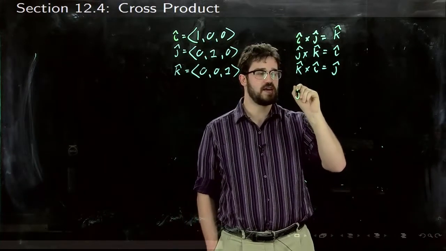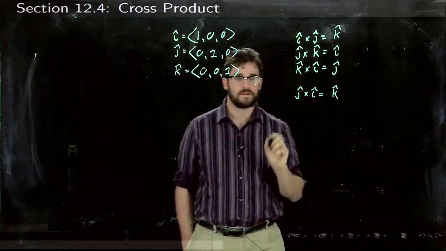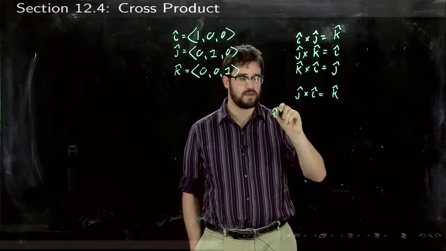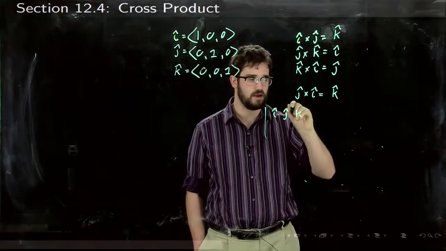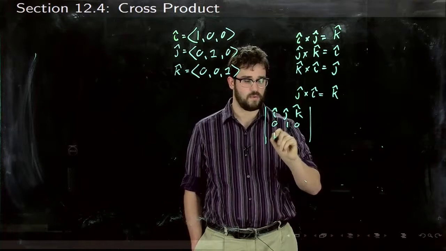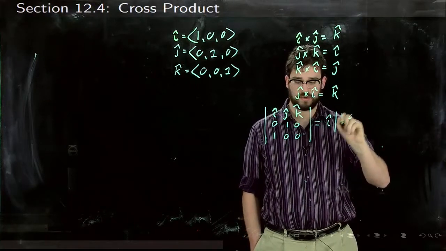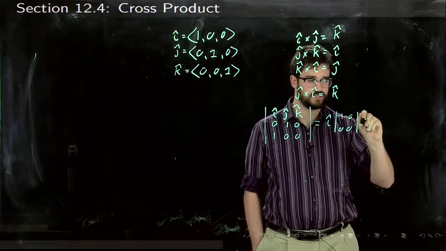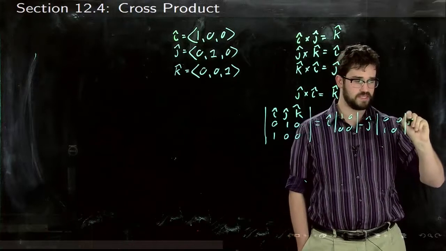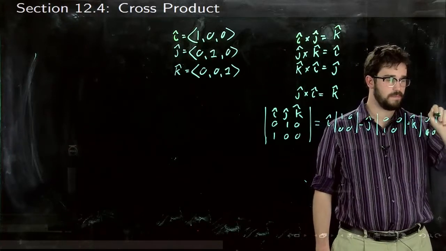So what would be j hat cross i hat? And you might think, oh, well, k hat. But let's actually do this calculation to see if this is true. We have the determinant of i hat, j hat, k hat, then j hat: 0, 1, 0, and then i hat: 1, 0, 0. So we have i hat times the determinant of 1, 0, 0, 0, minus j hat times the determinant of 0, 0, 1, 0, plus k hat times the determinant of 0, 1, 1, 0.